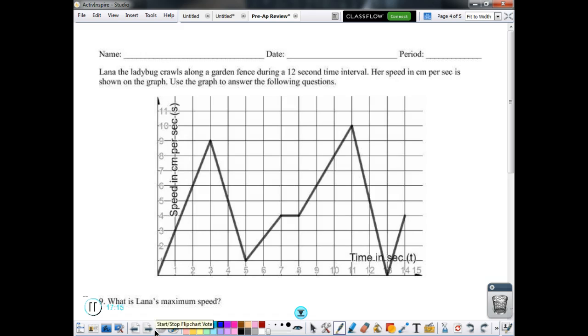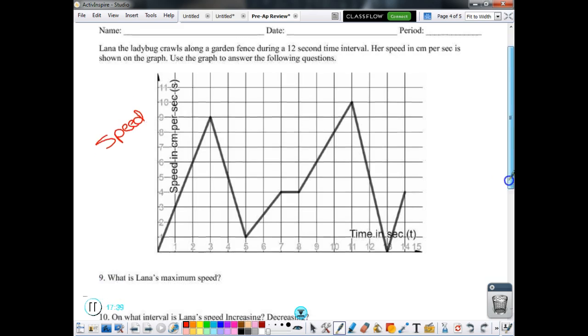Alright. What kind of graph am I looking at? We're looking at a speed graph. This is speed, not distance, right? Okay, Lana the ladybug crossed along a garden fence during a 12-second time interval. That's supposed to be 14. Her speed in centimeters per second is shown on the graph. Use the graph to answer the following questions.